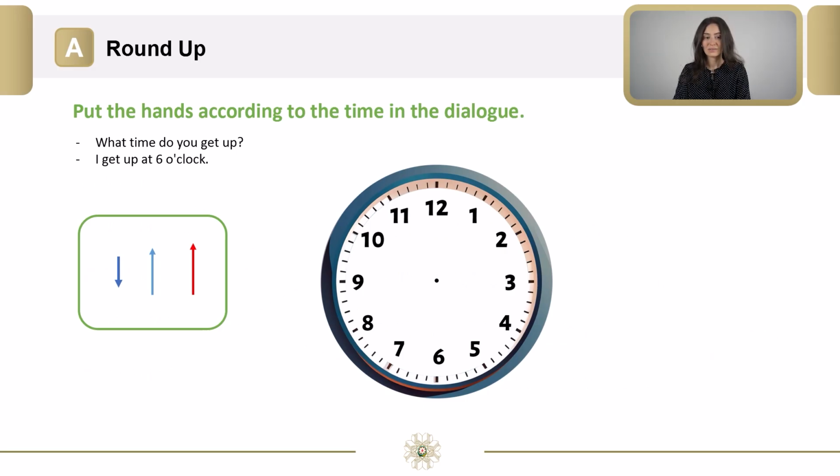Let's read the dialogue. What time do you get up? I get up at 6 o'clock. So the time is 6 o'clock. Now, let's place the hands on the clock. First, we place the short hand. It shows 6. Secondly, we place the minute hand. It shows 12. And lastly, we place the second hand, which also shows 12.